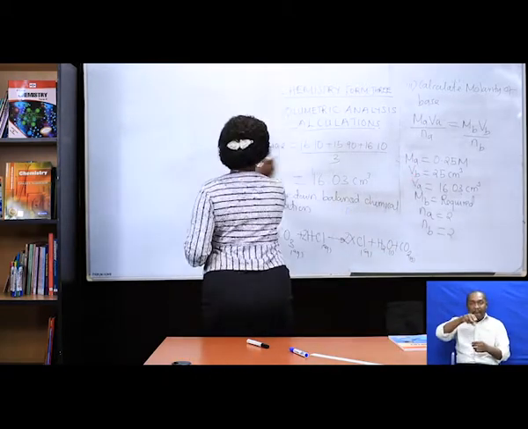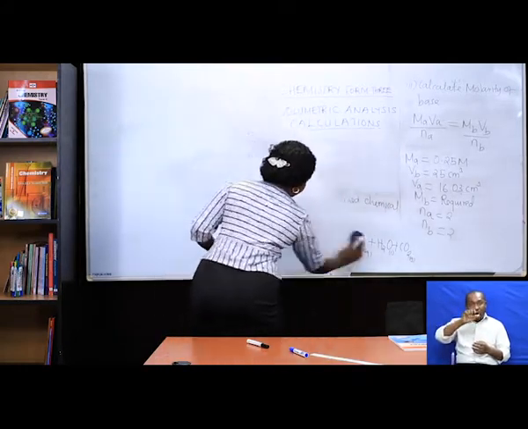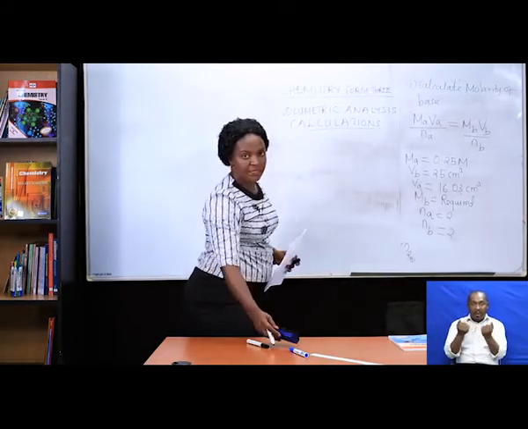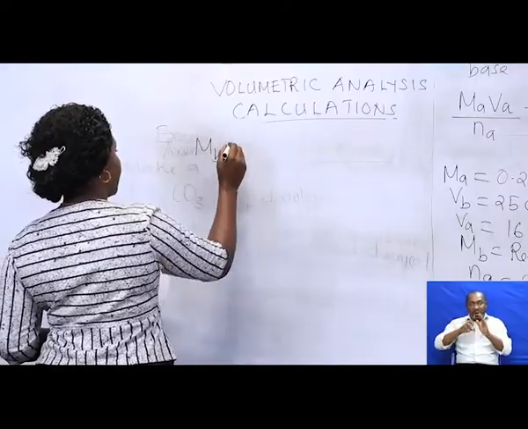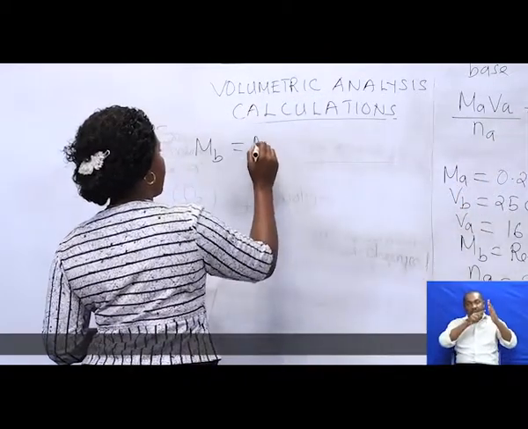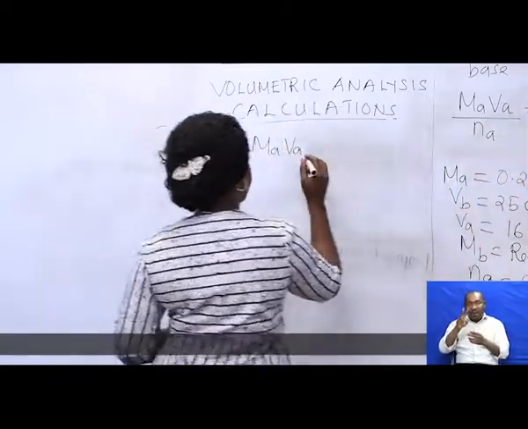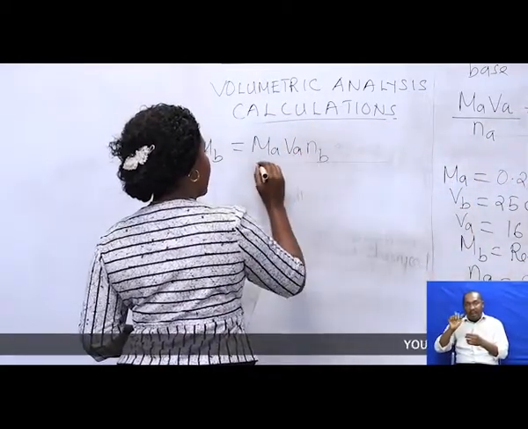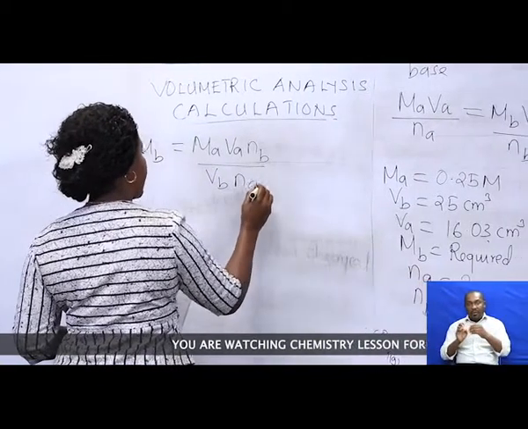Make MB the subject from the molar ratio formula. So MB, if you cross multiply, MB will be equal to MA VA times number of moles of base divided by volume of base, number of moles of acid.